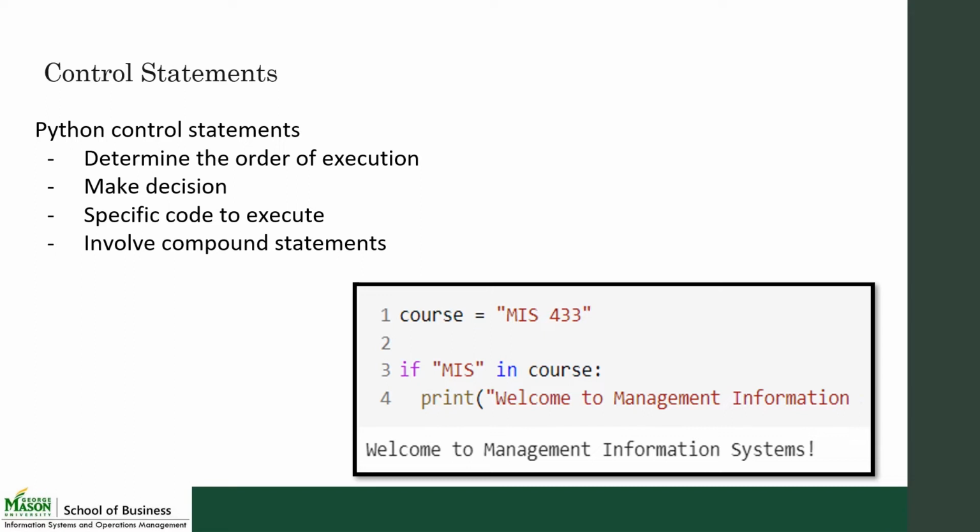Here, we have an example of one control statement known as the if statement, shown in lines 1 through 4. A string variable is defined in line 1, then in line 3, the if statement checks to see if MIS is part of the course variable. The colon at the end signifies that there's more code that will follow that belongs as part of the if statement in line 3.